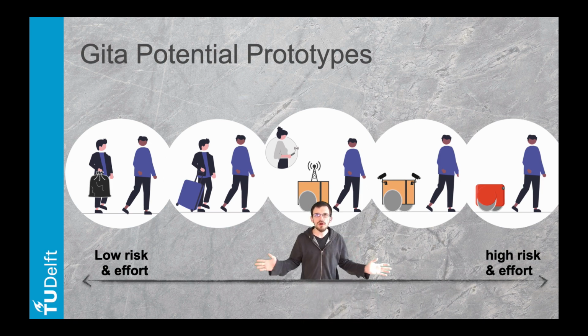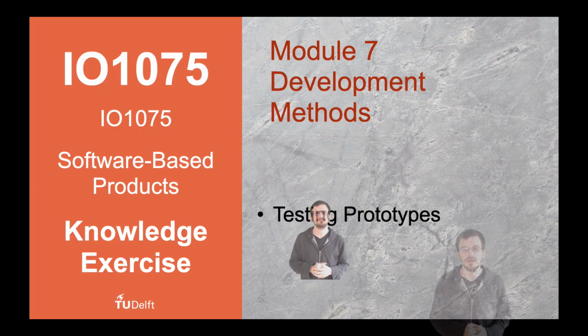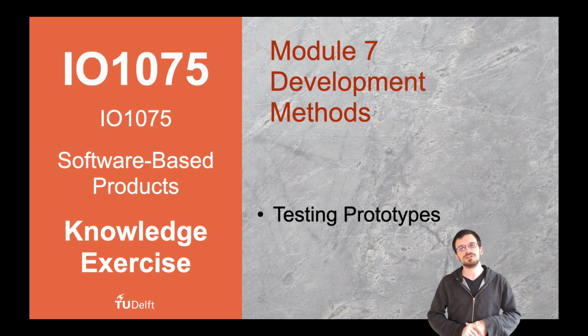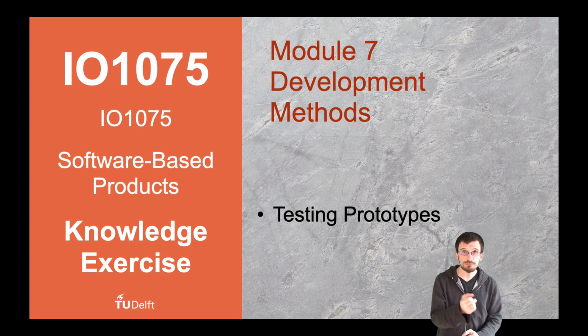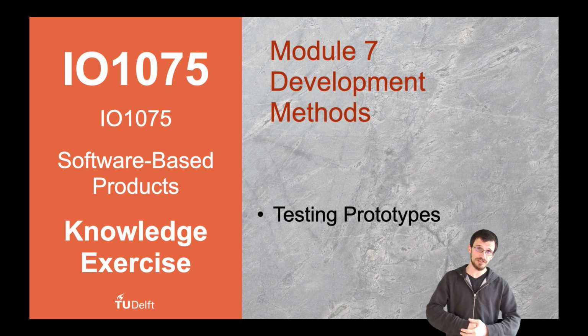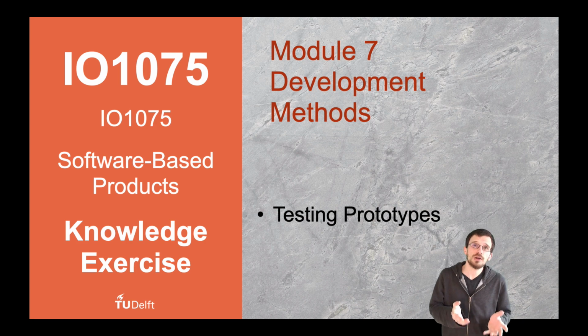There's a whole spectrum of possible prototypes. At each stage of the development process, it is critical to identify the ones that will remove as much uncertainty and risk as possible with the minimum effort. That concludes this first lecture on development methods. In the knowledge exercise, you will get the opportunity to practice this iterative search for the appropriate testing prototype. In the second lecture, we take a closer look at development practices.